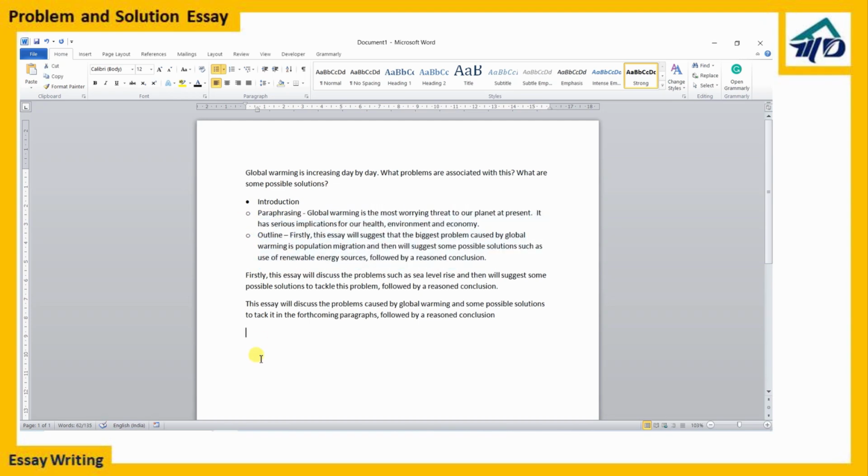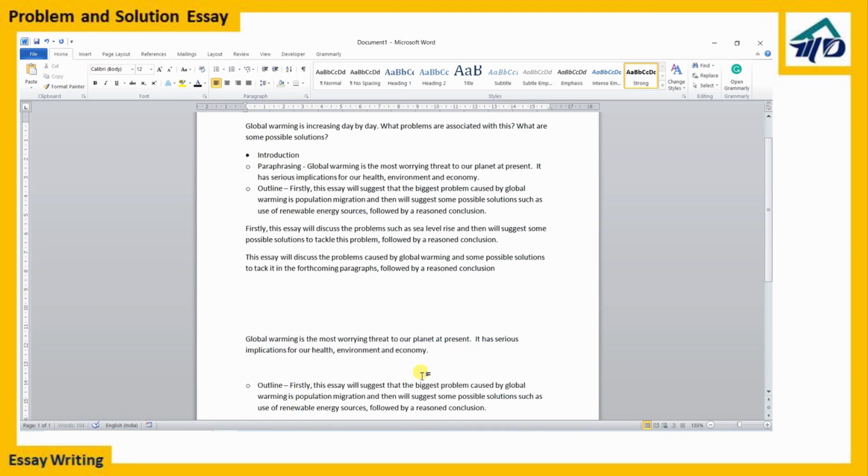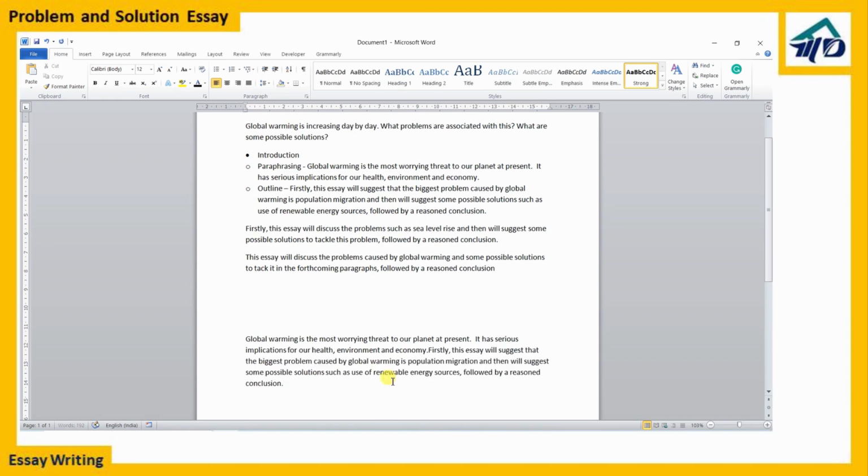Let me just check now how many words there are. My target is to write 40 to 50. My paraphrasing statement is 22 words, and my outline statement is, I think, 35 words. So overall, I have got 57 words. That is also okay. I was aiming for 50. I have got 57. It's fine.